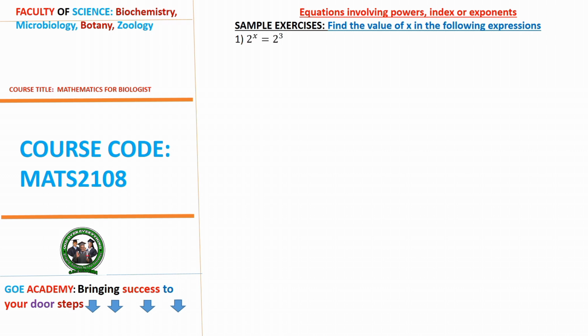2 raised to the power x equals 2 raised to the power 3. Observe and see that the bases are the same, and since they are the same, we just equate the powers, so x equals 3. That's all.